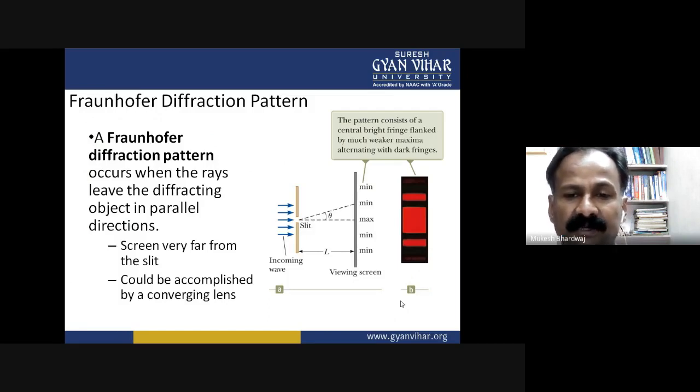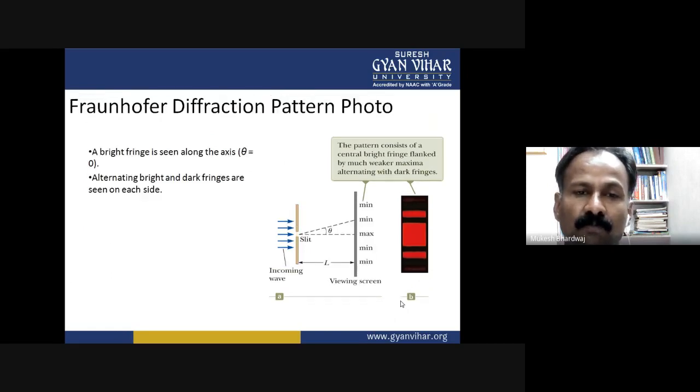is passed through the slit, and in the view screen we find the maximum bright, and after that the secondary minimum. The pattern consists of a central bright fringe flanked by much weaker maxima alternating with dark fringes. Fraunhofer diffraction pattern photo: a bright fringe is seen along the axis theta equals 0. Alternate bright and dark fringes are seen on each side. The pattern consists of a central bright fringe flanked by much weaker maxima alternating with dark fringes.